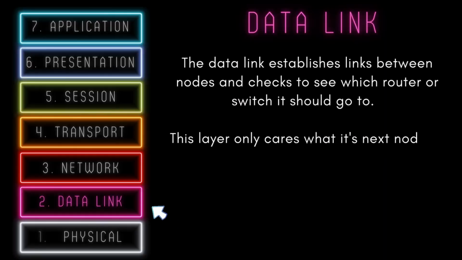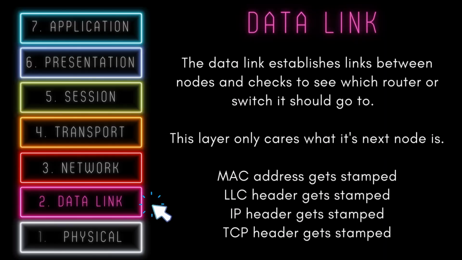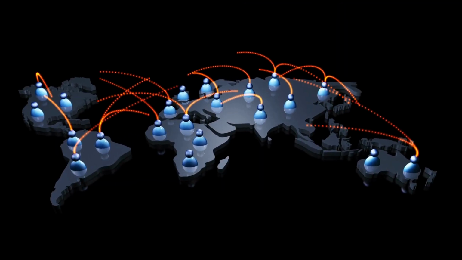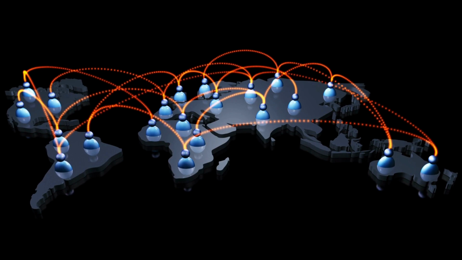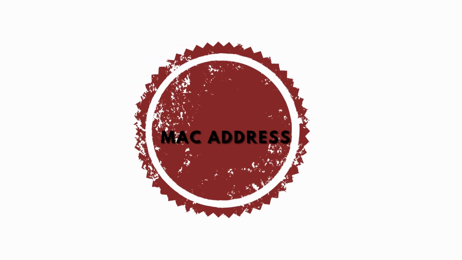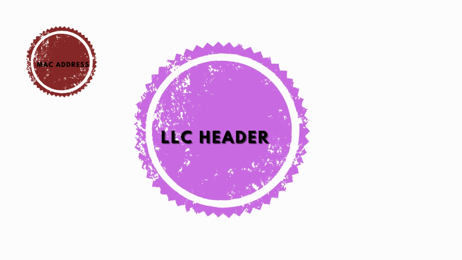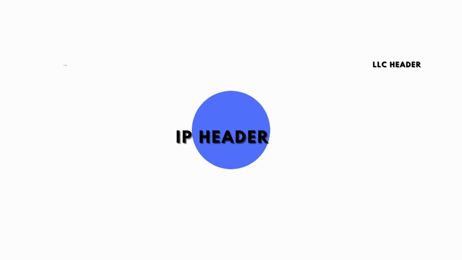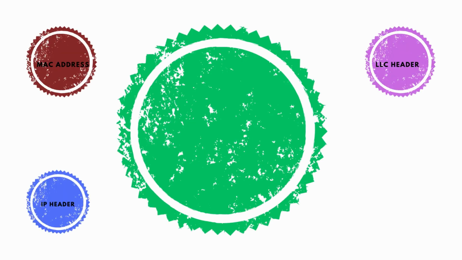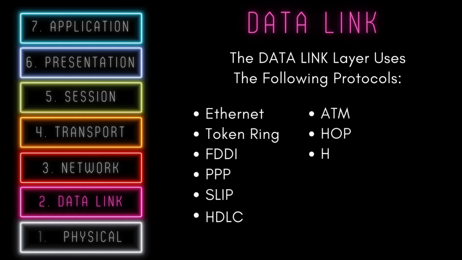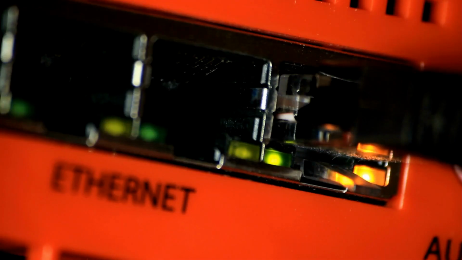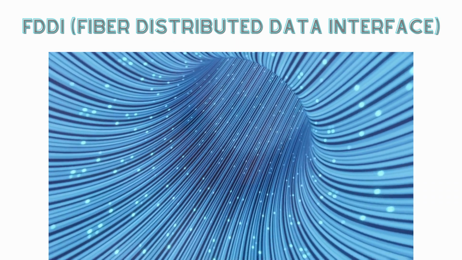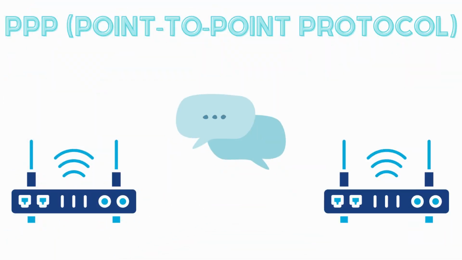The data link layer establishes links between nodes and checks to see which router or switch it should go to. This layer only cares about what its next node is going to be by stamping the following headers. The MAC address gets stamped, the LLC header gets stamped, the IP header gets stamped, and the TCP header gets stamped. The data link layer uses the following protocols: Ethernet, Token Ring, FDDI, and PPP, just to name a few.